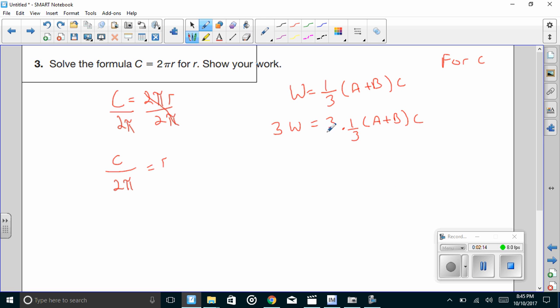And remember, this 3 is the same as 3 over 1. So when those two multiply there, that's going to get you 1. That's the whole purpose why we're multiplying by 3. So that 3 is what we're multiplying by, and we'll end up with 3W is equal to A plus B times C.